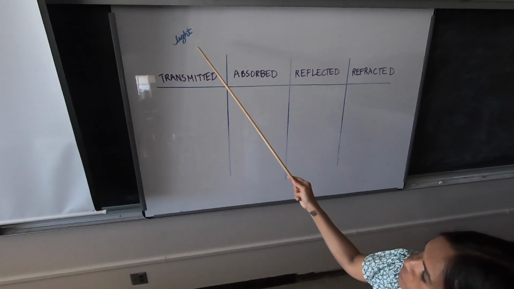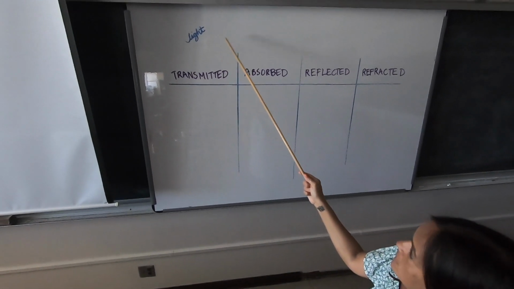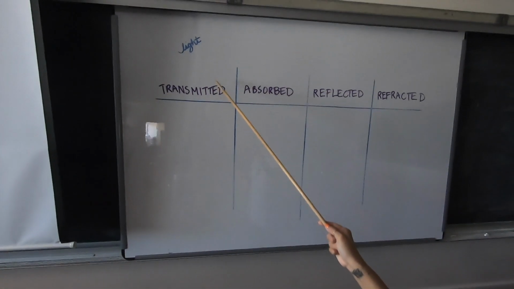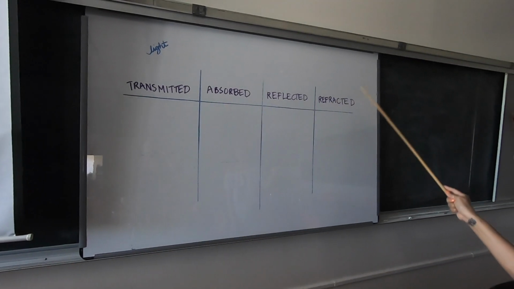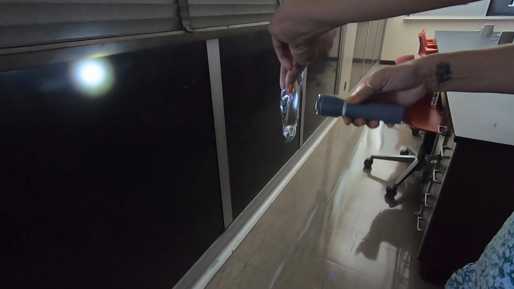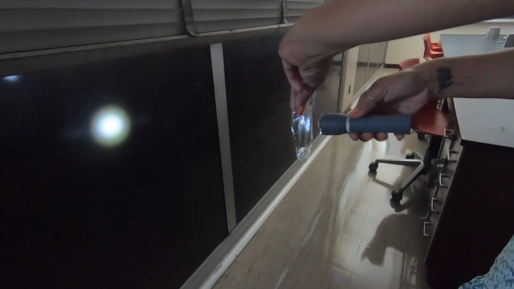For our activity, we are going to shine light on different materials to determine whether light is being transmitted, absorbed, reflected, or refracted by those objects. For this test, we will be using a flashlight and a piece of plastic wrap. When we shine the light in front of the plastic wrap, the light passes through it. This is called transmission of light.